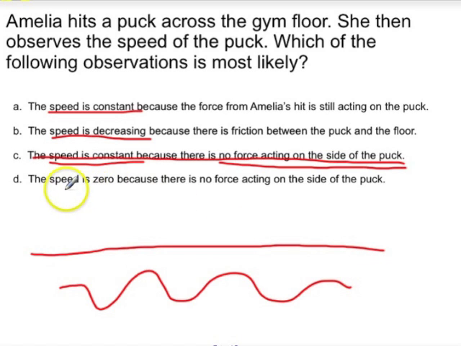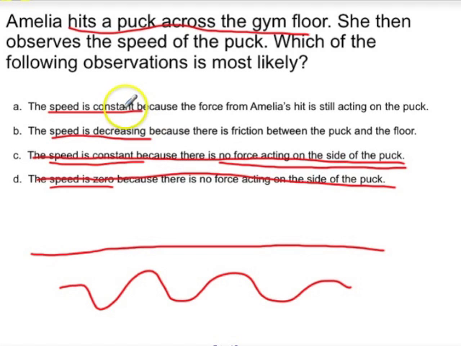And then this one, the speed is 0 because there is no force. Wait. The speed is 0? So you tell me if you hit a puck, there is no speed? If there's no speed, it shouldn't be moving at all. But here it says she hits a puck across the gym floor. So we know this is not the answer. So it's between the first two. So what do you think?